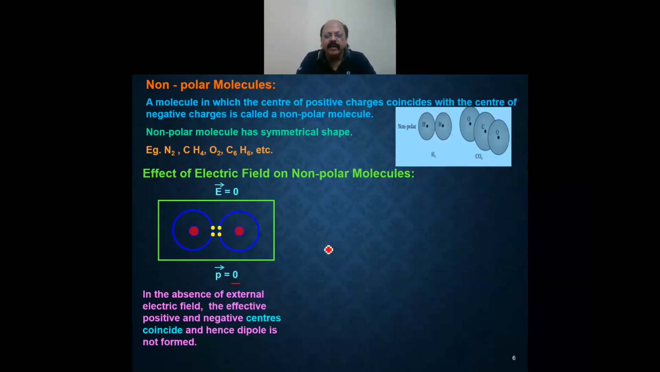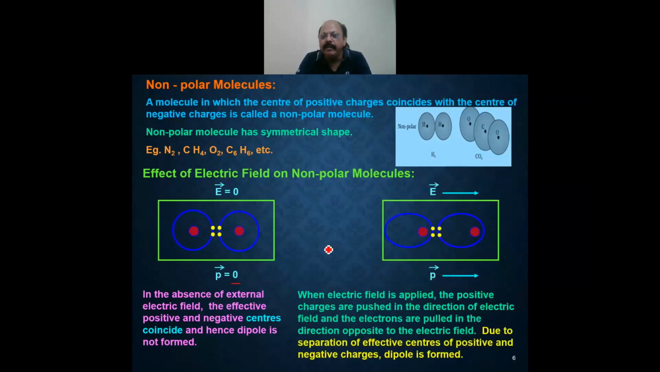But what happens when we place these non-polar molecules in an external electric field? Then you see that the positive and negative charges get separated. So an electric dipole moment is induced, and in that condition we can say that now it has some dipole moment. So when the electric field is applied, the positive charges are pushed and the negative charges are attracted or moved towards the positive plate.